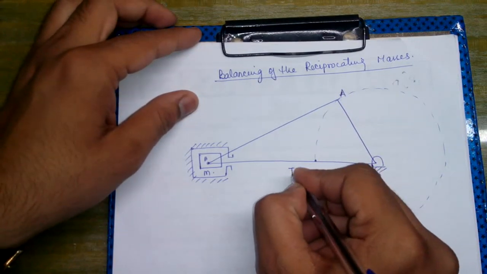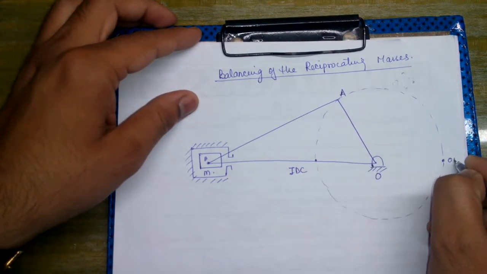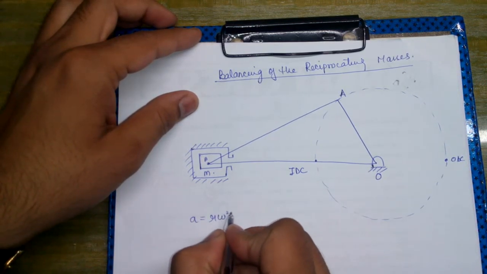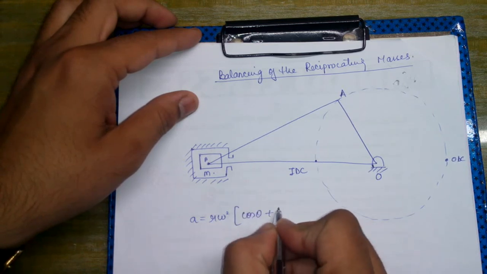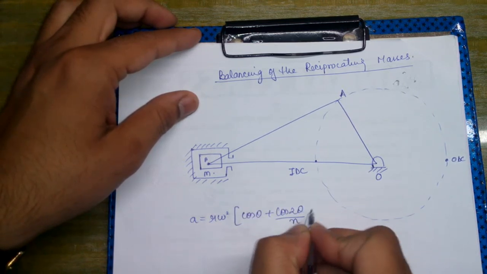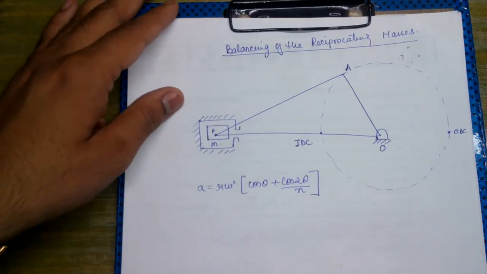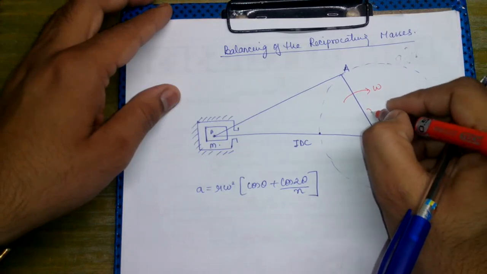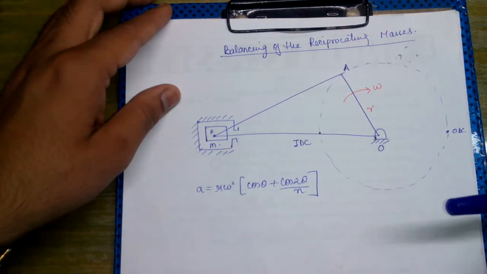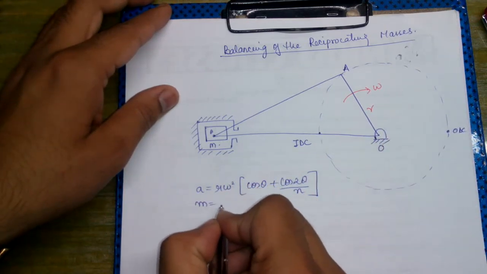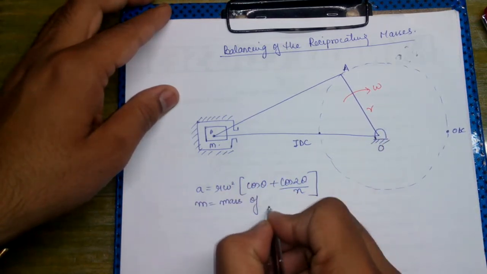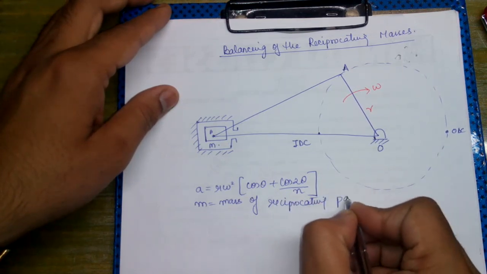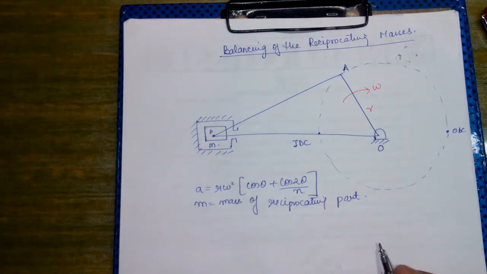This is the inner dead center and this is the outer dead center, and we know that acceleration is equal to r omega square (cos theta plus cos 2 theta upon n). This we have already derived, such that the crank is rotating with an angular velocity omega, r is the radius of the crank, and M is the mass of the reciprocating part.